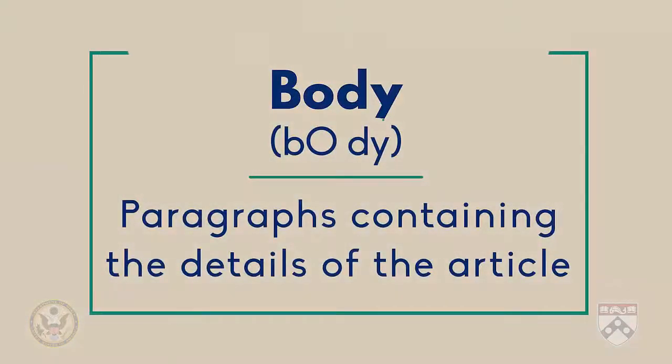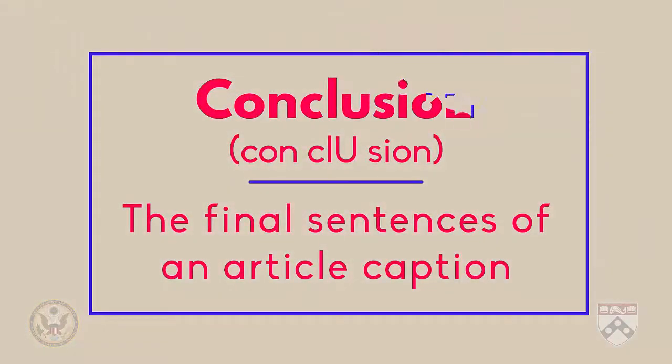In the body section of the article, the journalist usually includes several quotes or information from other sources that are details of the news story. The final sentences in the article are the conclusion. Sometimes journalists will use a final quote to end the article, or they'll add a summarizing statement.